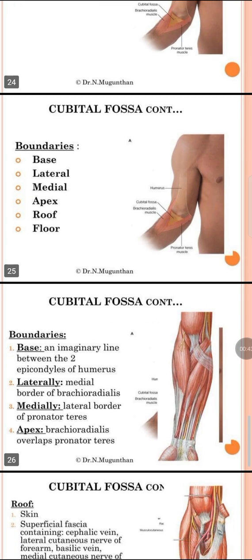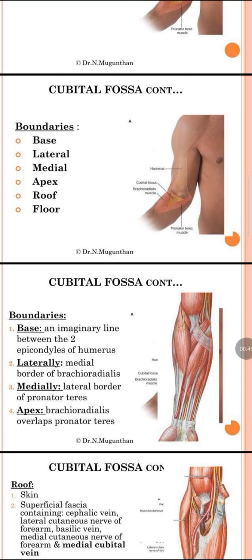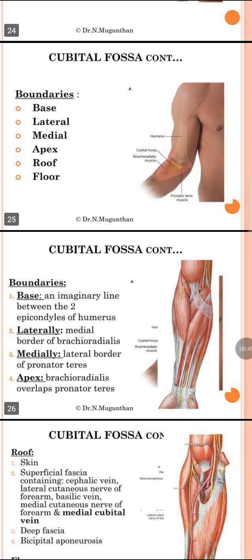We have already done muscles of the anterior arm as well as the anterior forearm. So when you are doing the cubital fossa, make sure you start with the muscles, right? Start by knowing the muscles because it will help you in knowing about the boundaries and also the contents. So you start with the arm, then you go to the forearm muscles, then that's when you can go to the cubital fossa itself, right?